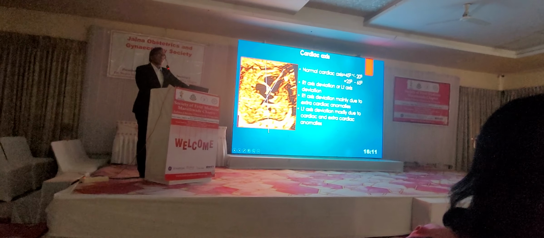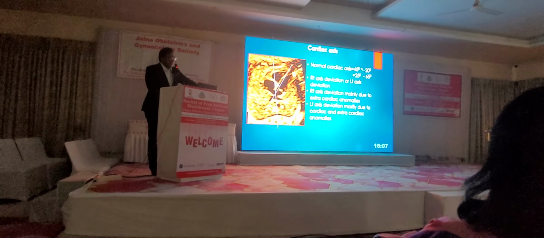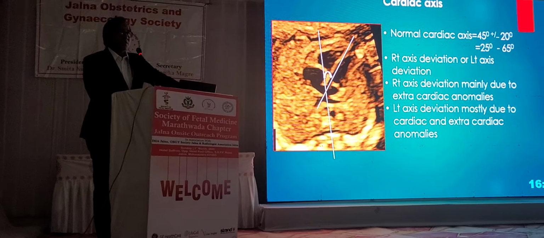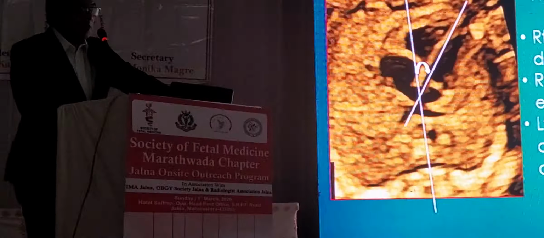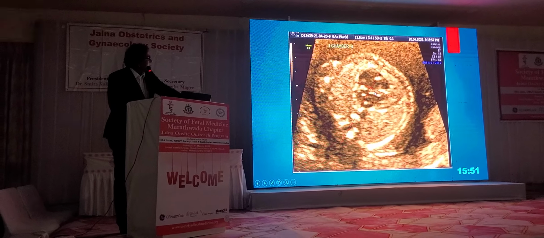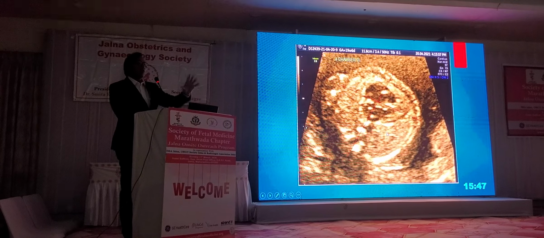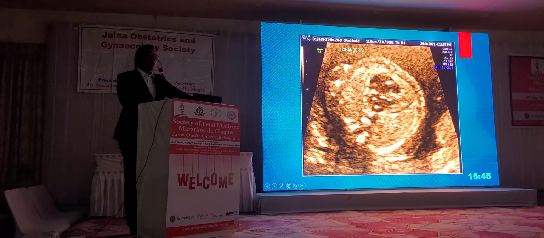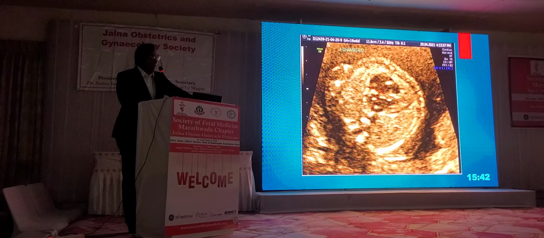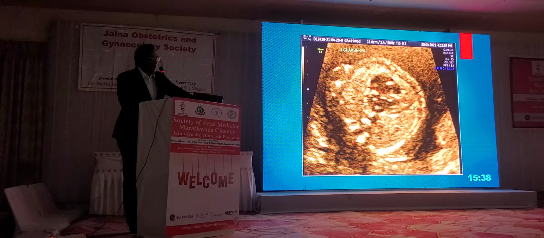Cardiac axis again is 45 degrees plus minus 20 degrees, and that can be right axis deviation or left axis deviation. Right axis deviation is generally because of extracardiac anomalies pushing the heart and the axis, whereas left axis deviation is caused by cardiac anomalies like conotruncal anomalies. We can see in this case the cardiac axis is almost 90 degrees, and this was actually a case of TOF. So the four-chamber view will throw up just one abnormality in TOF, that is an abnormal axis. Picking up that hint, you can move ahead and then evaluate the heart further.